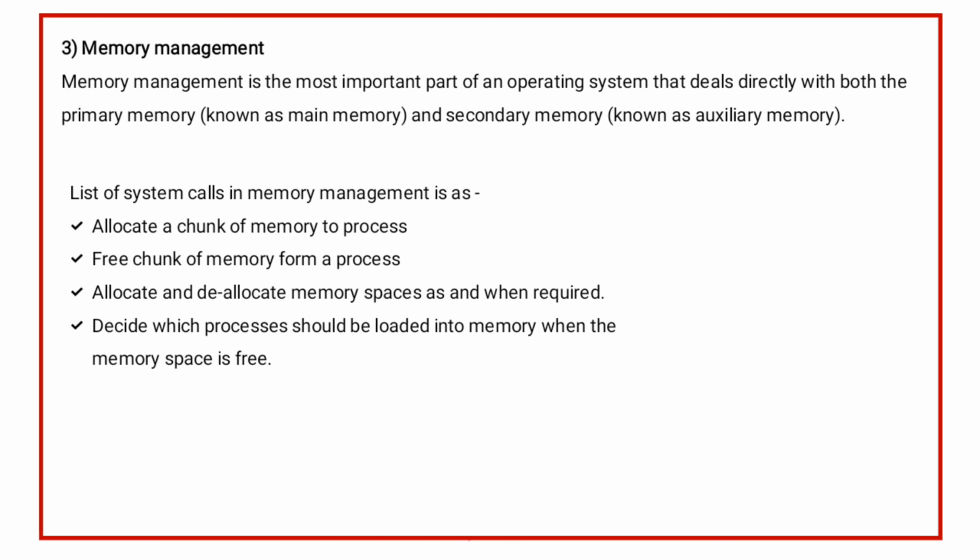Now memory management service is the most important part of an operating system that deals directly with both the primary memory known as main memory and the secondary memory known as auxiliary memory. The main memory is a large array of bytes and each byte has its own address. Main memory provides the storage of a program that can be accessed directly by the CPU for its execution. The primary task of memory management is to load the program into main memory.